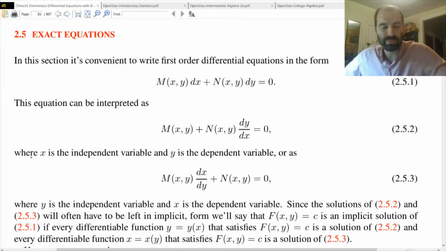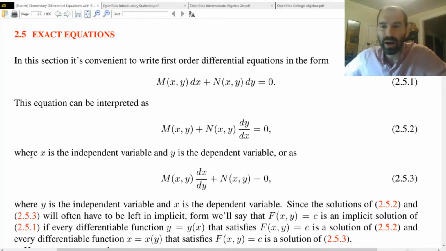So we're going to be looking at differential equations of the form that you see right here: a function of x and y times dx plus a function of x and y times dy equals 0. All right, that's what we're going to be looking at. This is not necessarily exact yet. We're going to talk about what it means to be exact, but this is the form of differential equations that we'll be looking at in this section.